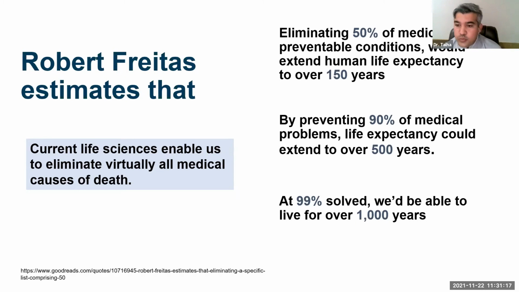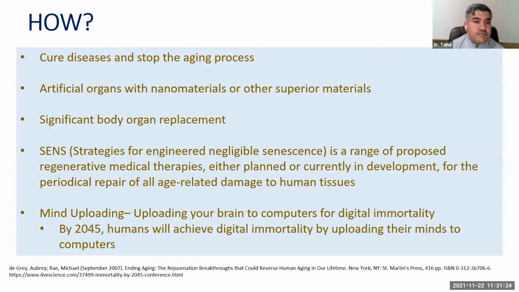That you can actually prevent all the medically preventable disease causes. How can you do that? Cure diseases, stop the process, that can be one strategy. And the other is, for example, you can coat the organs with some superior material so that they do not get degraded. And then you can keep on having technology available, for example, tissue engineering, stem cell biology, so that you can keep on replacing your body organs.